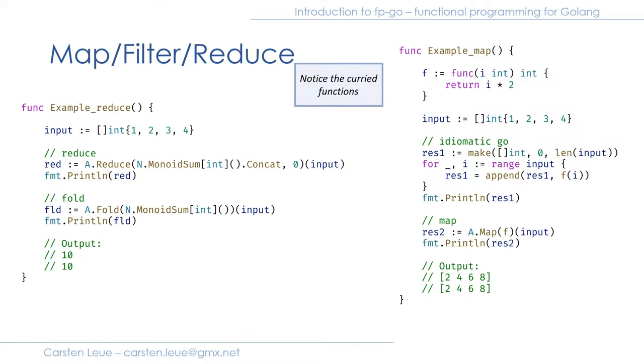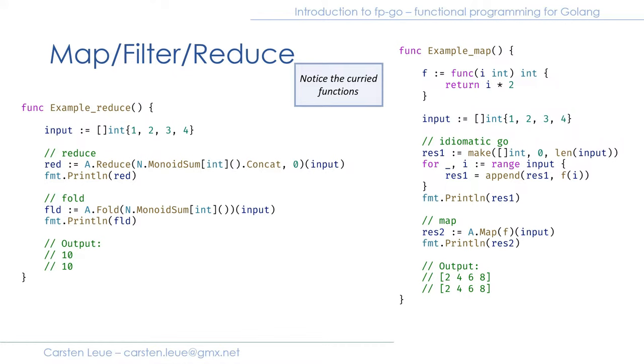Let's start at the right hand side with a map implementation. So I have the same code both in idiomatic Go and in functional Go. You see the idiomatic part. In order to map each value of an array using a function in idiomatic Go, first we have to create the result array using a make statement. Then we would, via a range iterator, iterate over the input and fill the result array, and then print the result. Using the functional style, we can use the A.Map function, which internally does the very same thing.